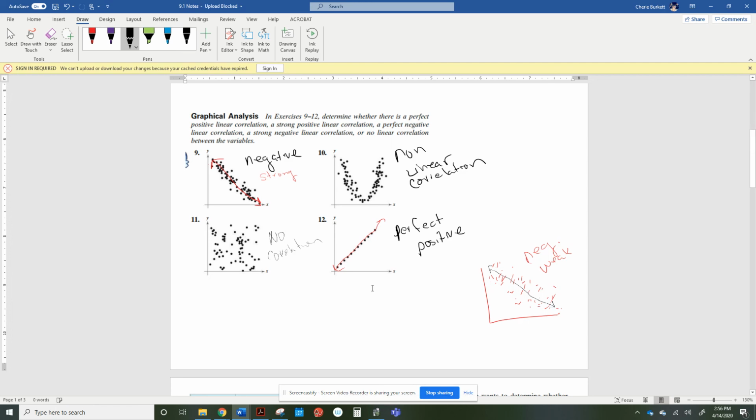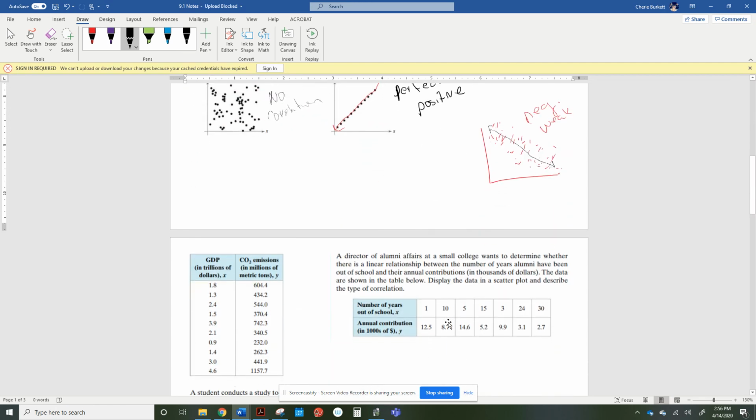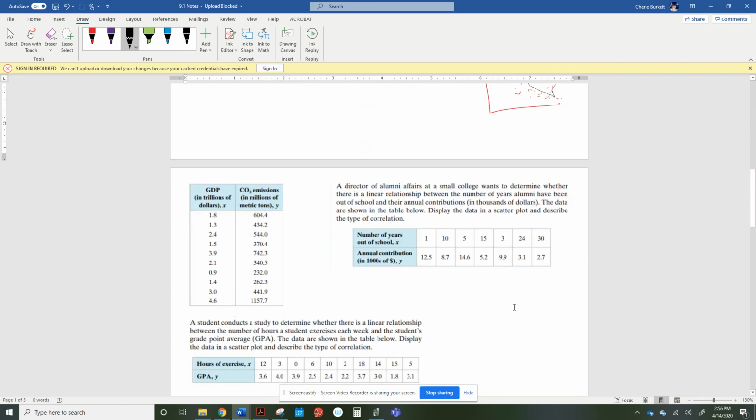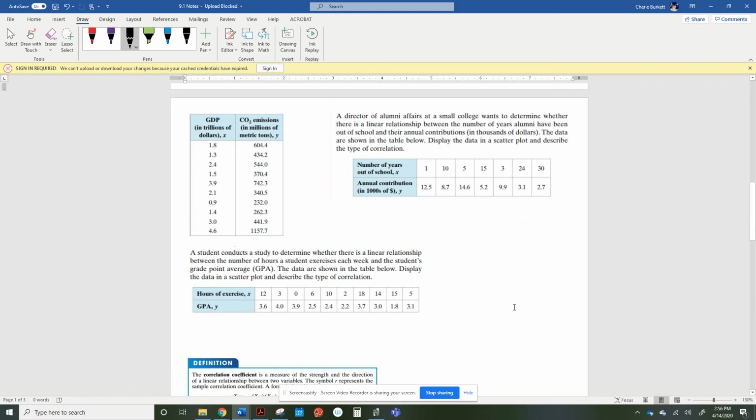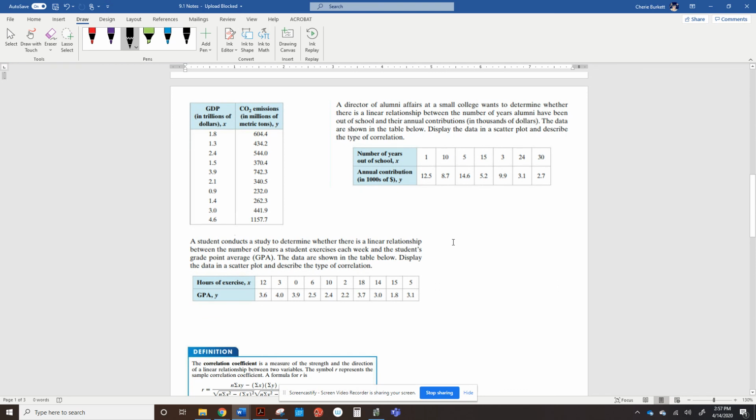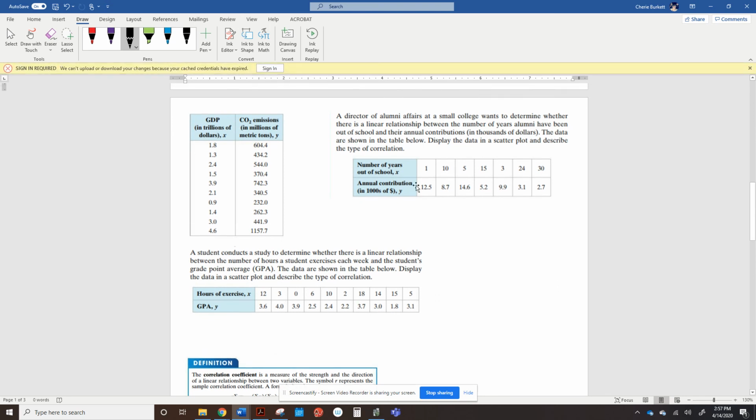The next thing, I'm going to go to StatCrunch next. I'm going to show you how to do this on StatCrunch, or I'm going to show you how to do it on the calculator. We will not be able to do what we're doing in this exercise by hand. You'll have to use either StatCrunch or the calculator.